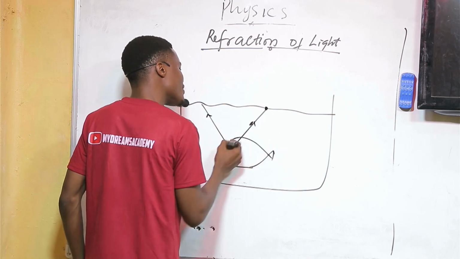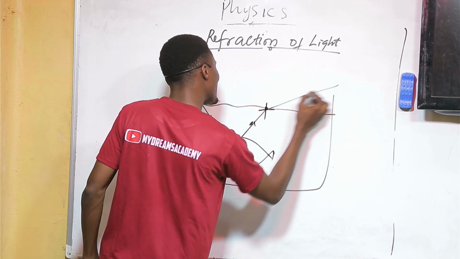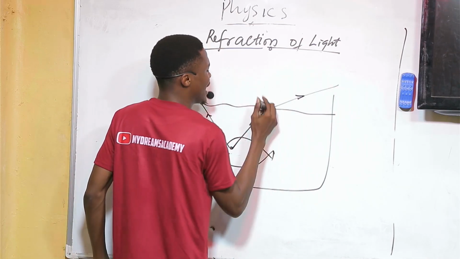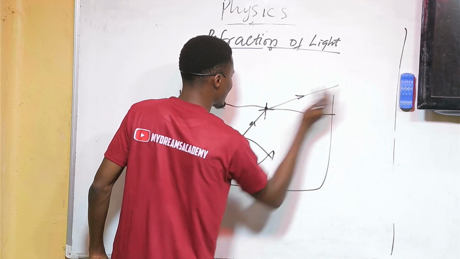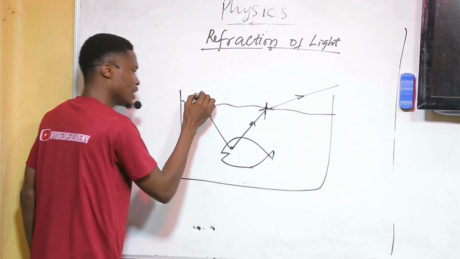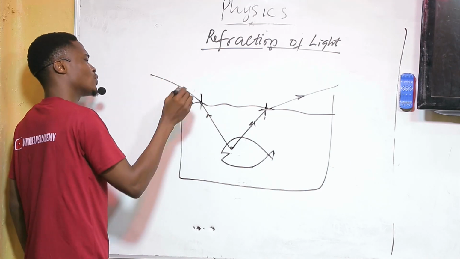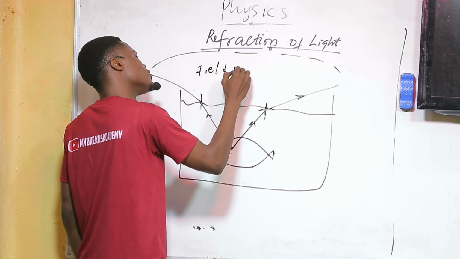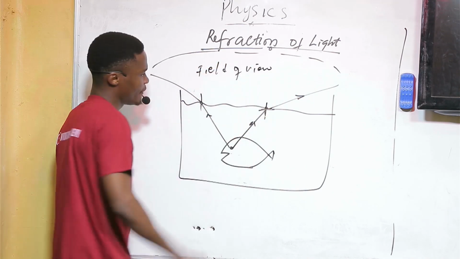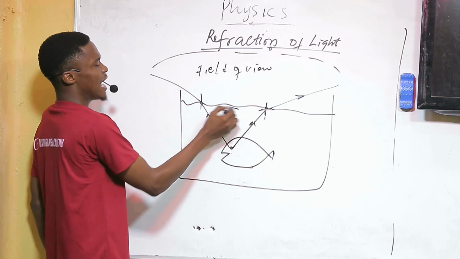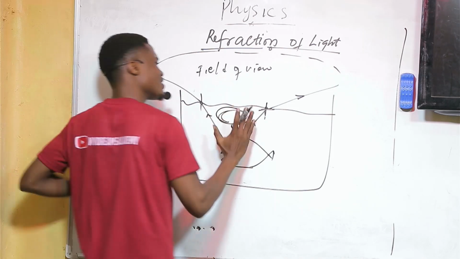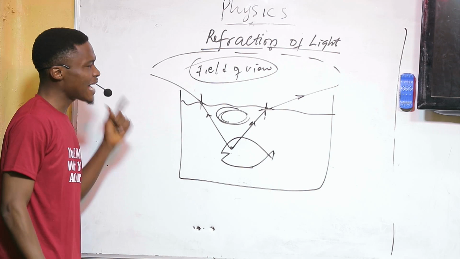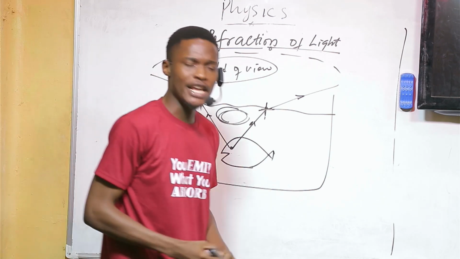When the ray of light gets to the surface, it gets refracted, and because it is going into a less dense medium, it refracts away from the normal. So you see, it is going to refract this way, and the same thing happens here, it refracts this way. So you see that the field of view of the fish is increased. When it was in water, it could only see this portion, but because the rays refracted, the field of view increased. That is another instance of refraction in nature.